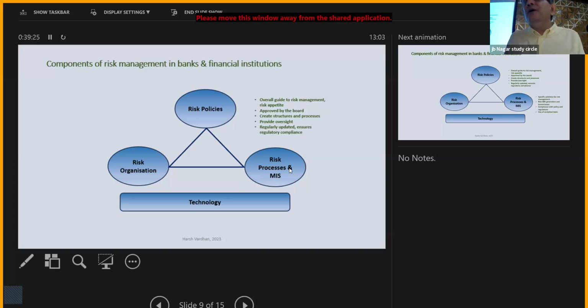These policies are targeted or specific, so the bank will have a credit risk policy, a market risk policy, an operational risk policy, an IT risk policy, and so on and so forth. And they are generally approved by the board. I mean, regulators expect that they are to be approved by the board.